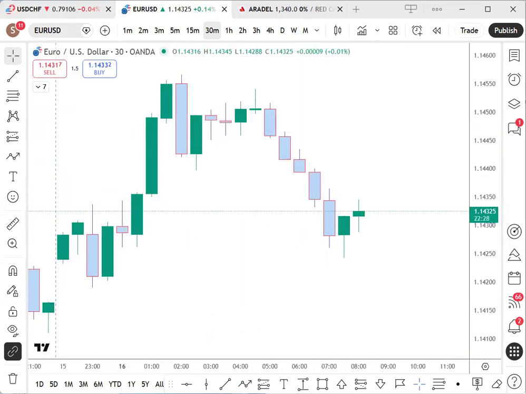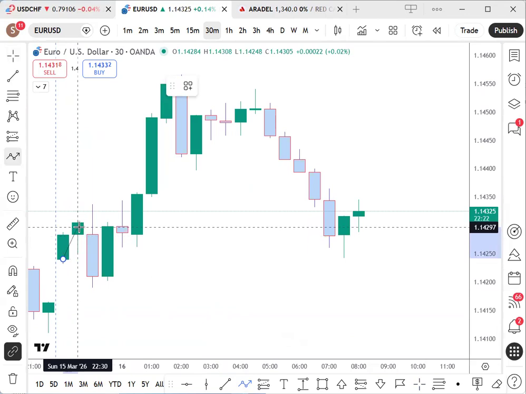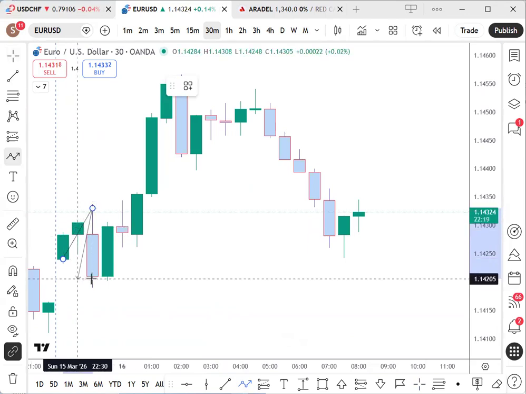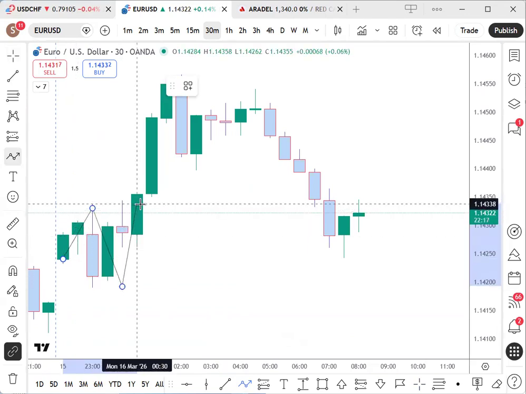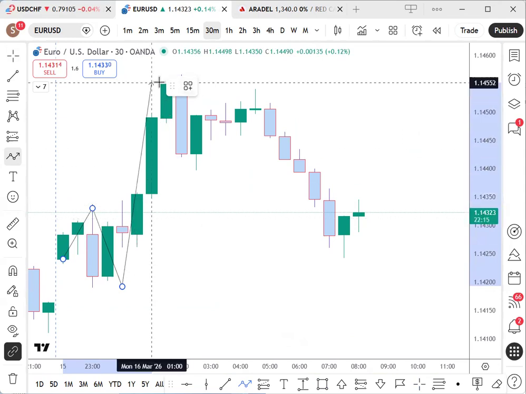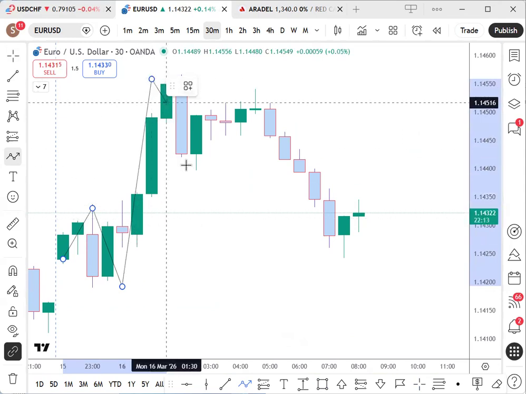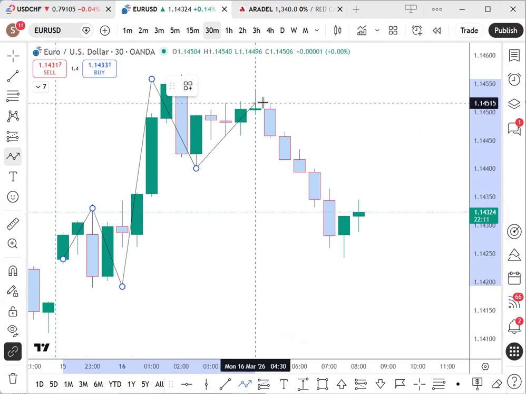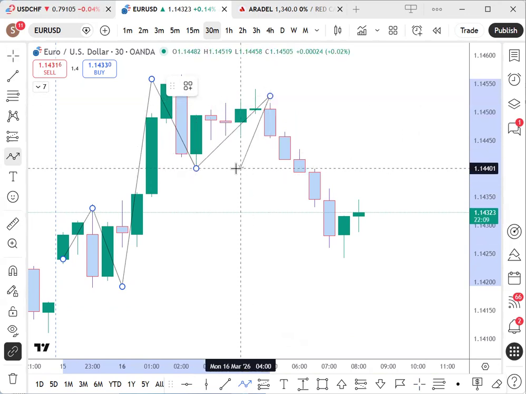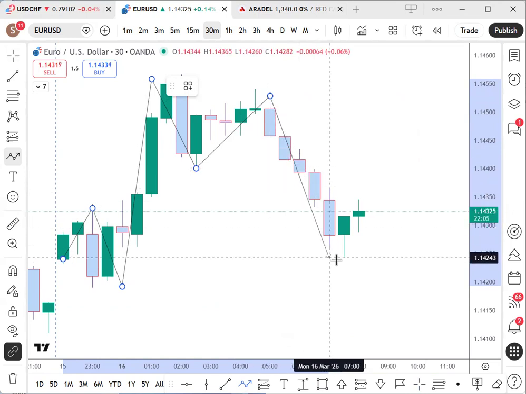Okay, so let's look at Euro USD. Euro USD started out from here. It had a push up and then a push down. Another push up. In fact, just this one went all the way up. And then came back down, came up again during Asia. It's done a market structure shift somewhere there, below that, then it's pushed down.